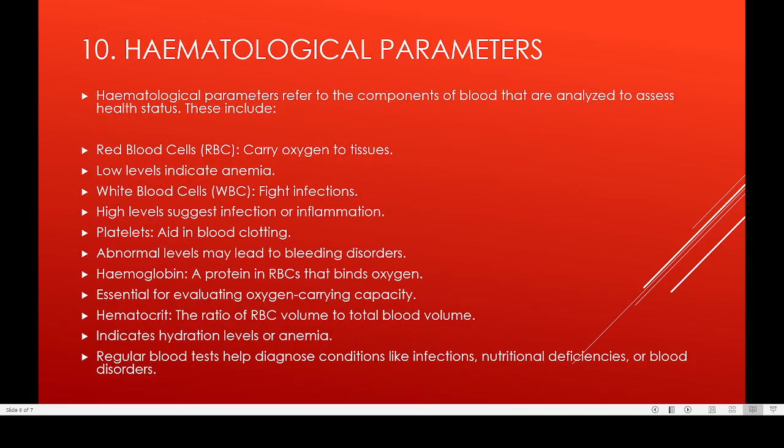Then hematological parameters. Hematological means blood related. Hematological parameters include components of the blood that are analyzed to assess the health status. For example, when you go to a doctor, what are doctors normally doing? They will ask you to take a hematological assessment. Hematological assessment normally will be checking your RBC level, how many RBC are there. Then if RBC levels are low, that means you have anemia.